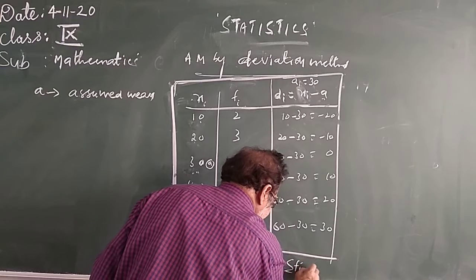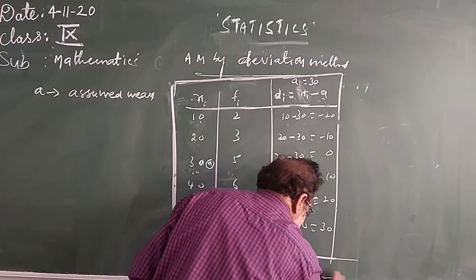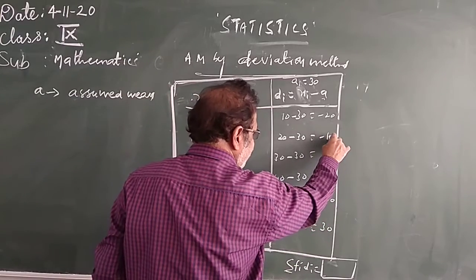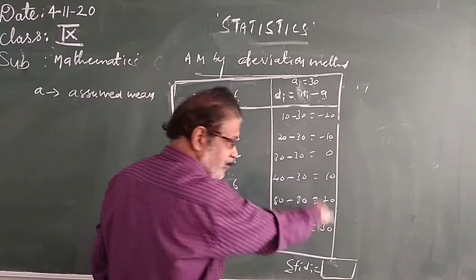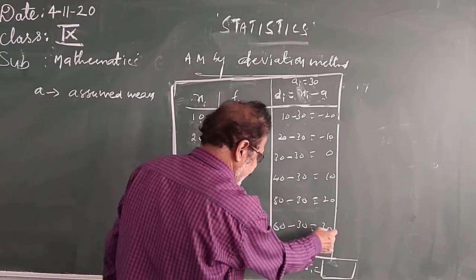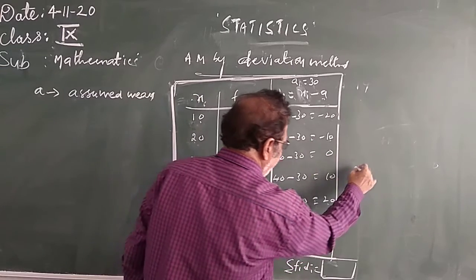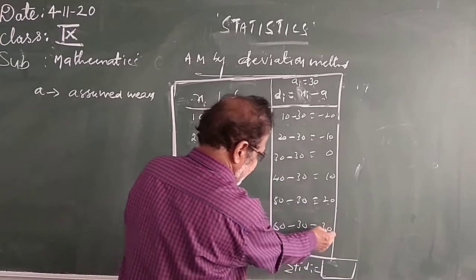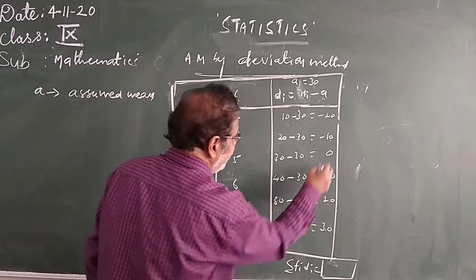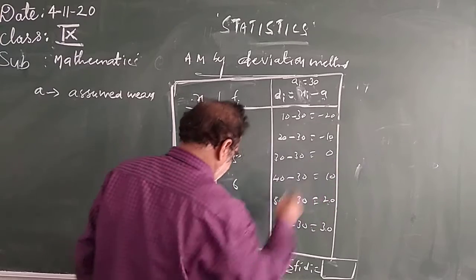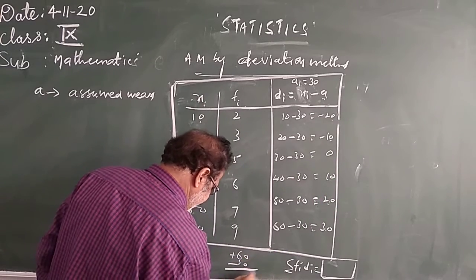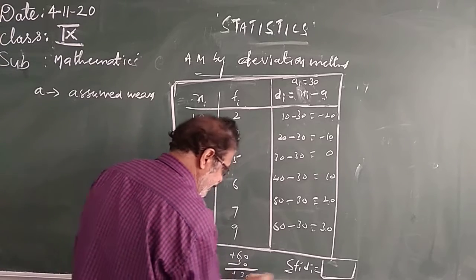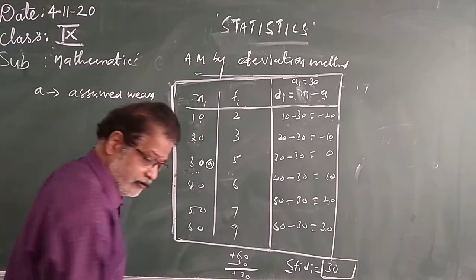Now, sigma fi di. Find out sigma fi di. Sum of all these. First, add the positive values. 30 plus 20, 50. 50 plus 10, 60. Next, the negative values: minus 10, minus 20, minus 30. Now, the signs are different here, so you subtract. Plus 60 minus 30 is plus 30. So sigma fi di is 30.